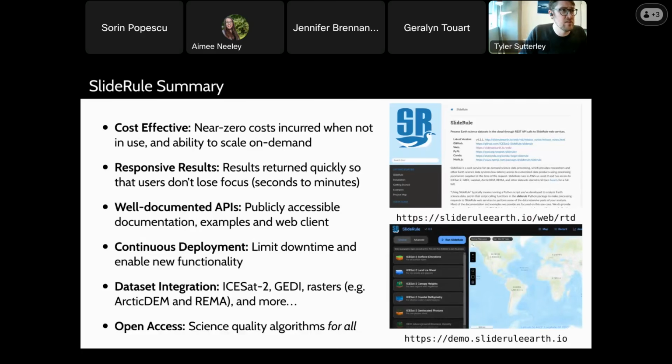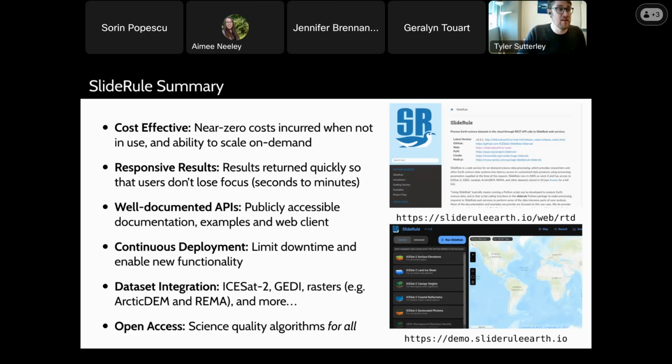So a little summary of SlideRule: we're really cost effective. We can scale up, we can scale down. We are a service that exists, and we're trying to exist for the long term. We're really responsive. We're seconds to minutes, not even time to get your coffee. You can just click go and get results soon, as JP will show with our new web client. We're trying to work on really well-documented APIs. We have documentation on our website, trying to limit our downtime and enable new functionality all the time. So please get in contact with us if you want to add something new. We're adding new data sets all the time. So we're not just ICESat-2, we have GEDI, we're adding more raster sampling and more.